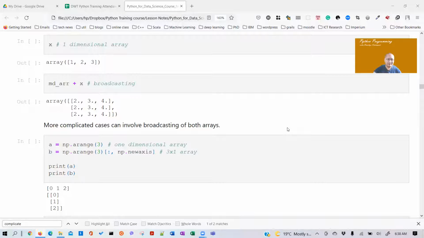So, more complicated cases of broadcasting. More complicated cases can involve broadcasting of both arrays. Before, only one array was broadcasted. Now we can broadcast both. Both arrays can be broadcasted. For example, let's look at this.